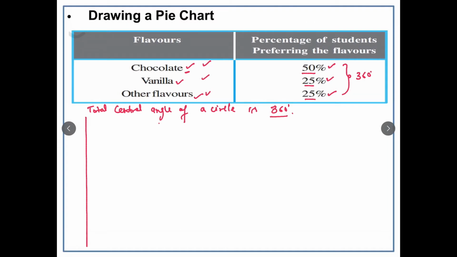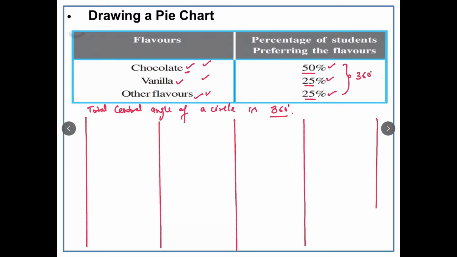In the first column we'll write the flavor, which is the given one. In the second we'll write the percentage of students who prefer each flavor. In the third we'll find the fraction of each type, and in the last we'll get the central angle of each flavor. Okay, so let's close this table now.